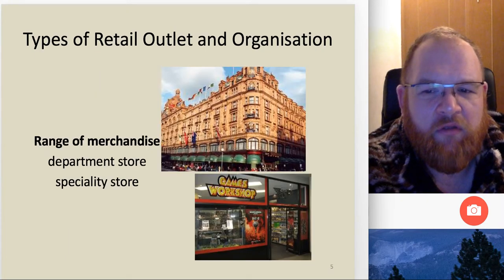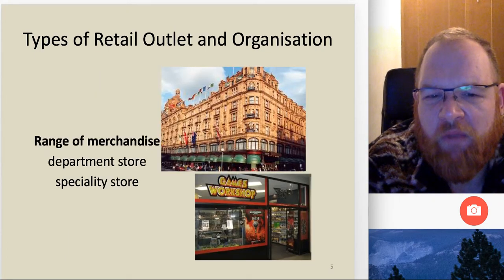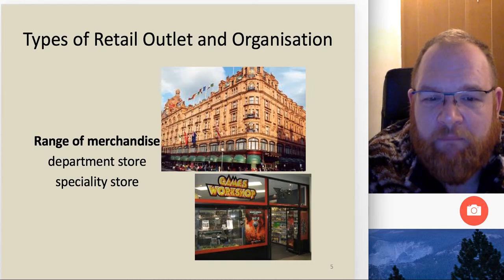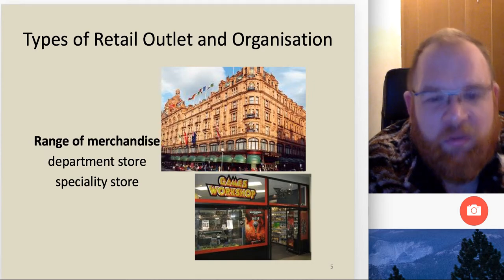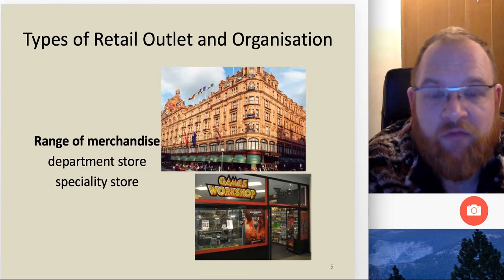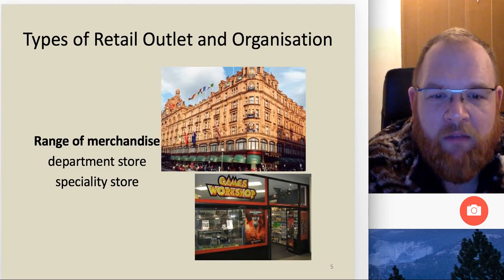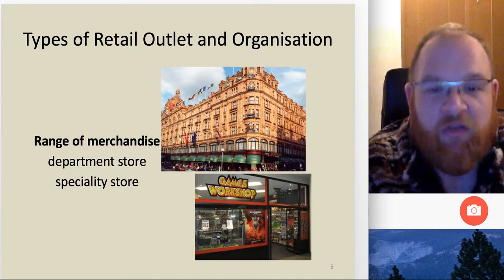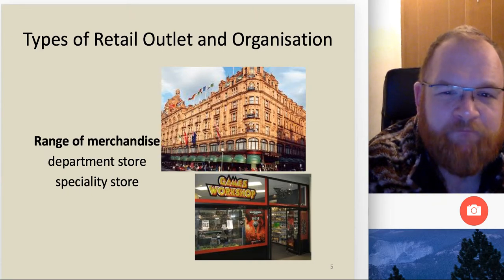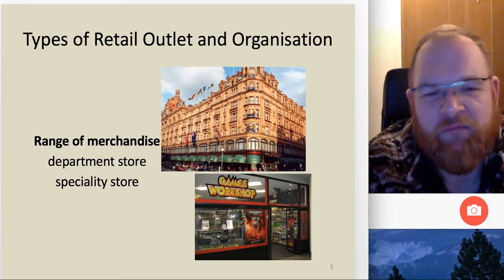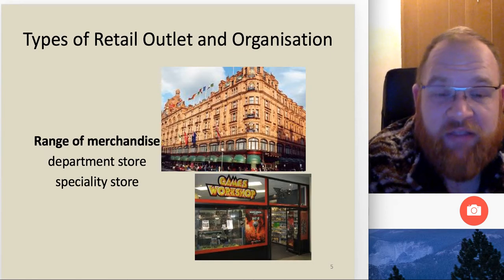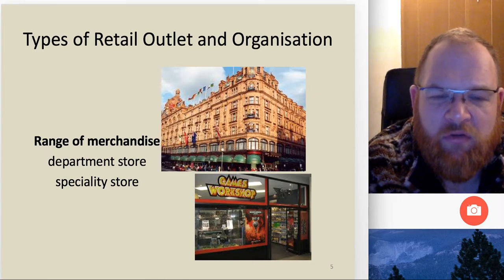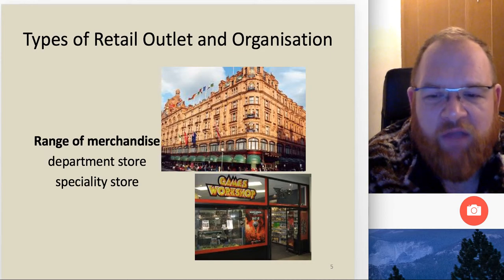You can also look at defining a retail organisation by the range of merchandise. So a department store or a specialty store. A department store would be typically where you'd have several different brands, several different types of item, from clothing through to homeware to luggage, for example, in one store. That encompasses a range of different brands. And a specialty store is exactly as it says on the tin, really, in terms of it being one type, or one genre, of item.